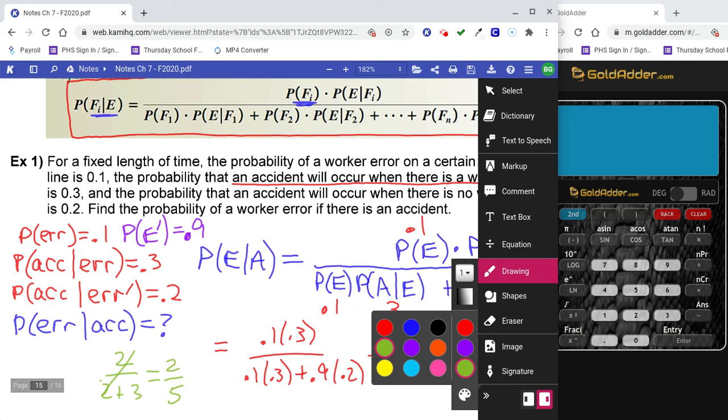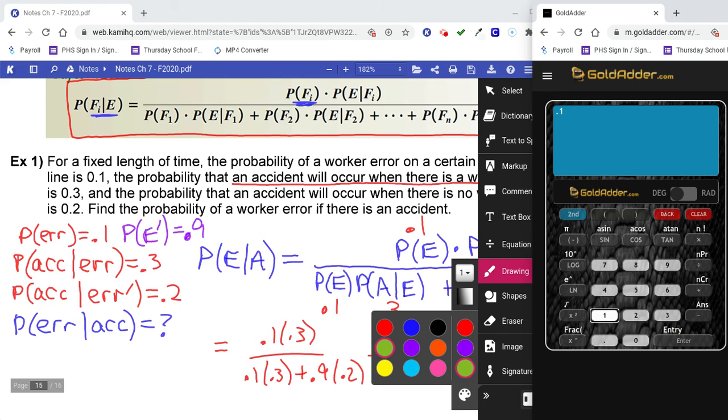Because of order of operations, you have to add before you can do this division. That's how order of operations works. So because of the plus sign, you can't cancel the 0.1 and 0.3. Great idea though. All right, so 0.1 times 0.3 is 0.03, and 0.9 times 0.2 is 0.18.